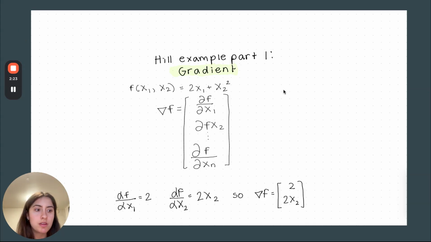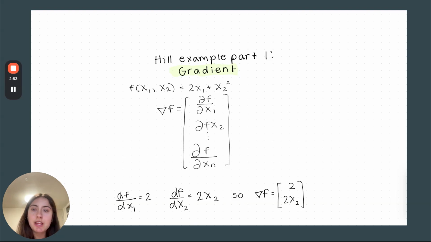These concepts can be mathematically connected through solving a problem related to hiking a hill. Every point in the elevation of the hill can be defined as a scalar function f of x1 and x2 equals 2x1 plus x2 squared. What if I wanted to know the steepest direction of the hill? To find that, we can calculate the gradient.